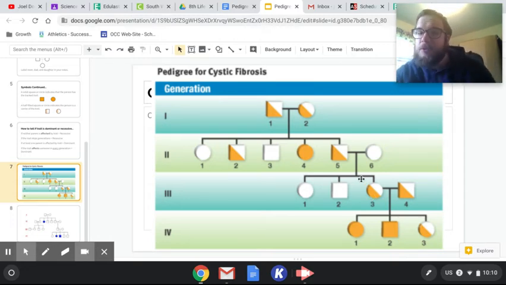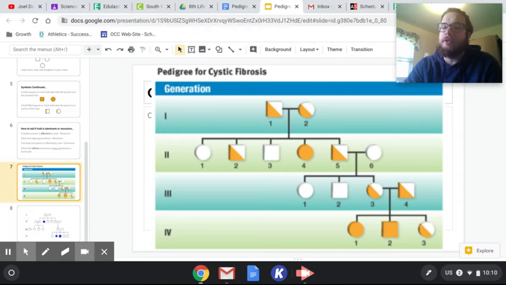So think about it. If cystic fibrosis was dominant, if person 5 in generation 2, this person right here, if they carried the dominant trait, odds are they should have some kids that have it, right? Not only that, they should have it themselves. If you carry a dominant trait, you've got whatever that dominant trait is. So those are 2 indicators right away that this is not a dominant trait. This is recessive.